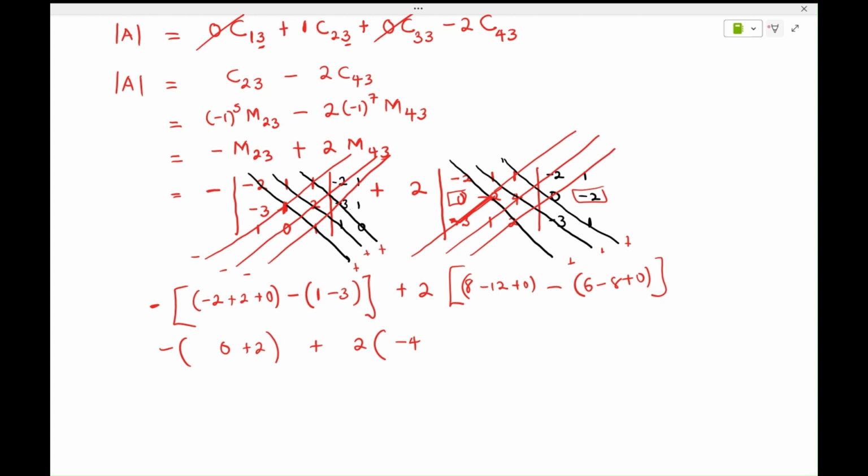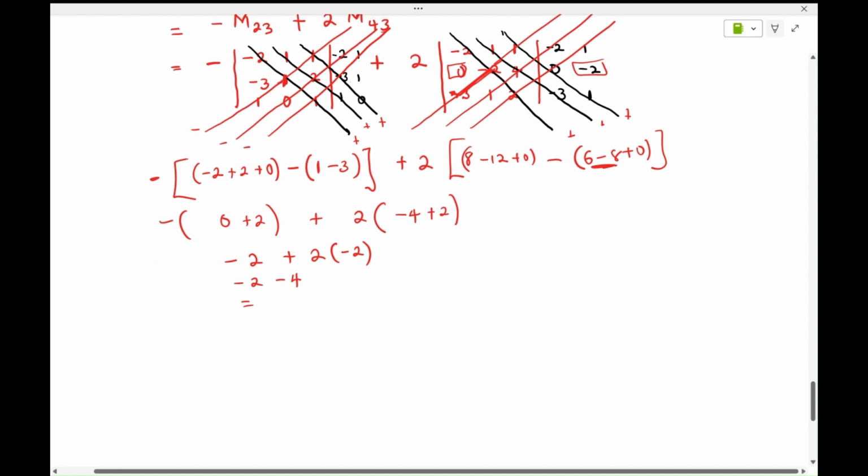And here we have 6 minus 8 is minus 2, but there is minus here, so this becomes plus 2, right? So here it will just be minus 2 plus 2 multiplied by minus 2. And everything will be minus 2 minus 4. So this will be minus 6. Minus 6. So this is the determinant.